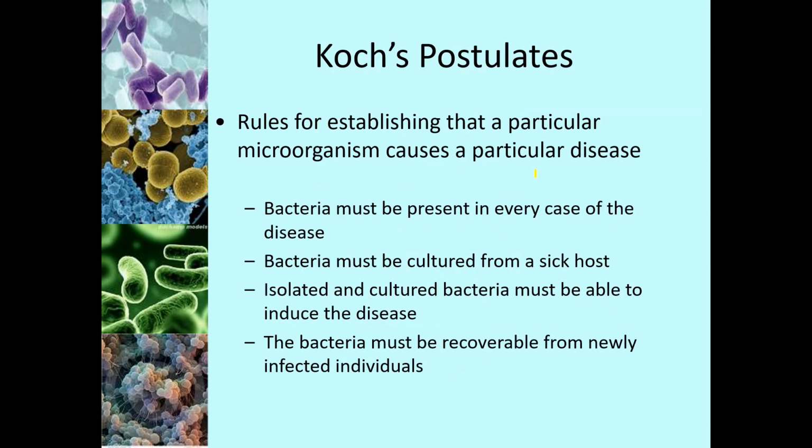All right, so Koch's postulates. There used to be an essay about this. We don't have one anymore, but you can still see a question about this. So how do we know a particular bacteria causes a particular disease? This is a set of rules that are followed. Like, how do we know Streptococcus pyogenes causes strep throat?